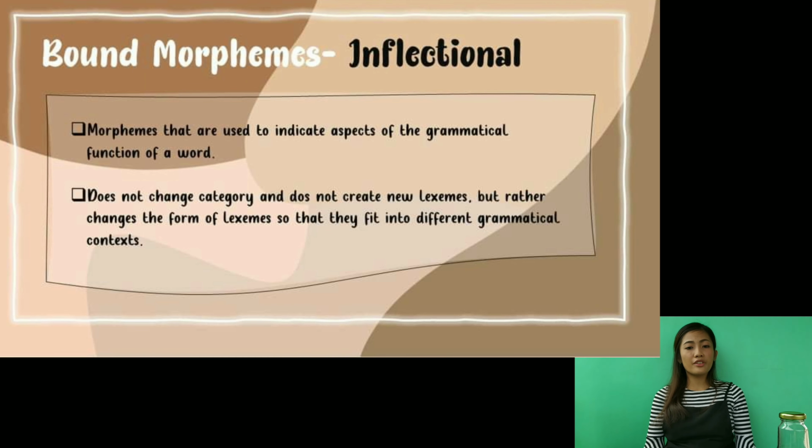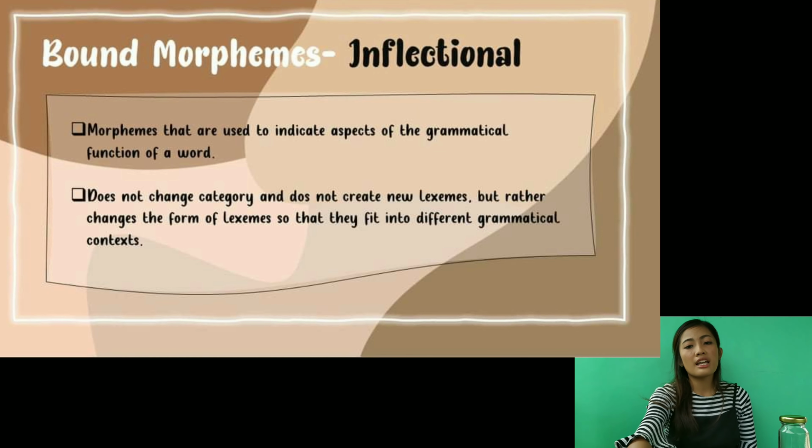So inflectional morphemes are morphemes that are used to indicate aspects of the grammatical function of a word. It does not change the category and does not create new lexemes, but rather changes the form of lexemes so that they fit into different grammatical contexts. So compared to the first one, which is the derivational, this type of morpheme does not change the word's category. If it is a noun, it's still a noun, and if it's an adjective, it's still an adjective. Compared to the derivational, where if it's a noun, it becomes an adjective.